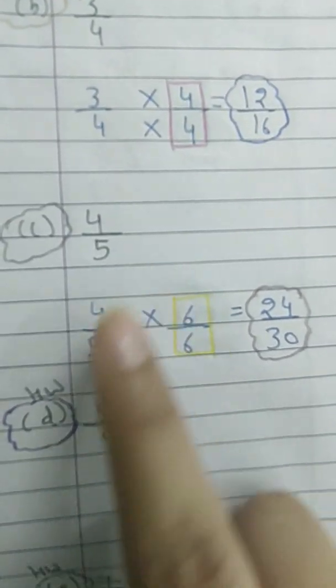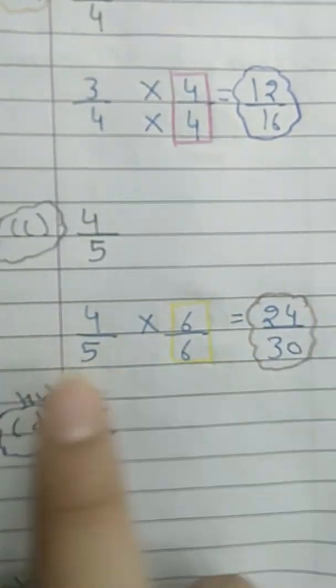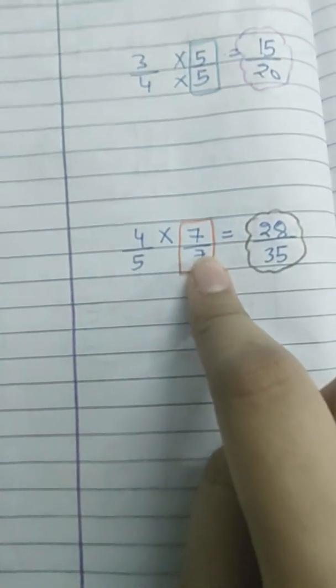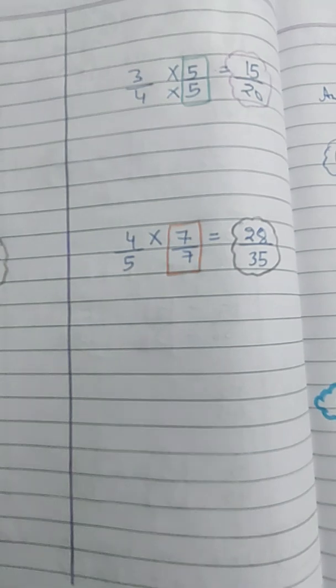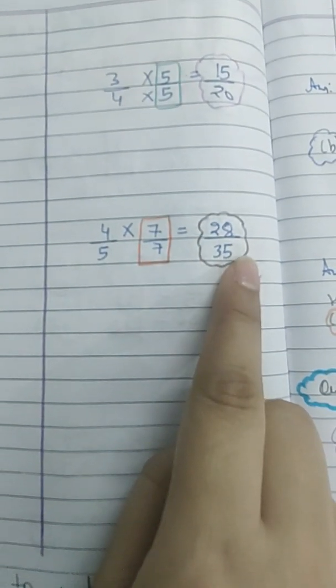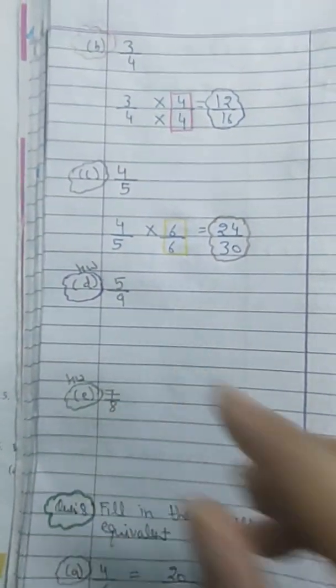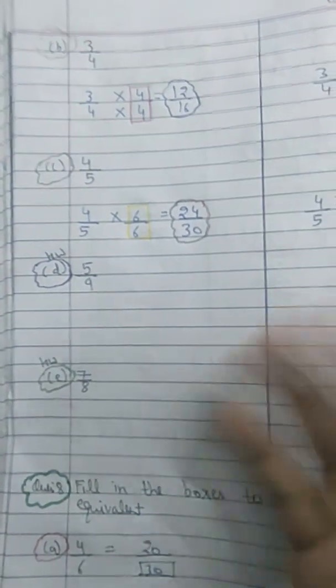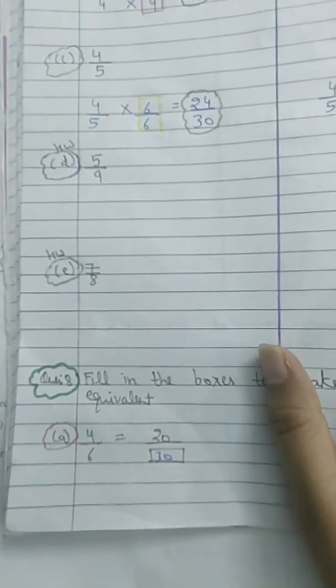4 by 5, next number, I am going to try with 6. 4 multiplied by 6 is 24, 5 multiplied by 6 is 30. 4 multiplied by 7, here I am using 7 so that I can show that you can use any number here, so you people don't get confused. 4 7s are 28, 5 7s are 35. Okay. Now D and E part I have given you as homework. You can multiply with any number, you will get the equivalent fraction. The only thing is numerator and denominator should be same. Please remember.